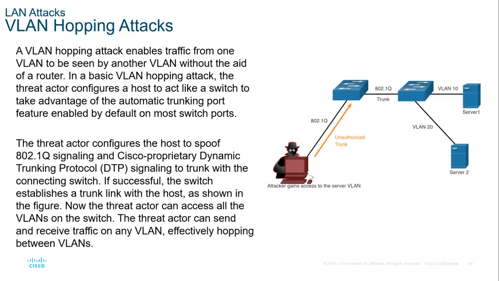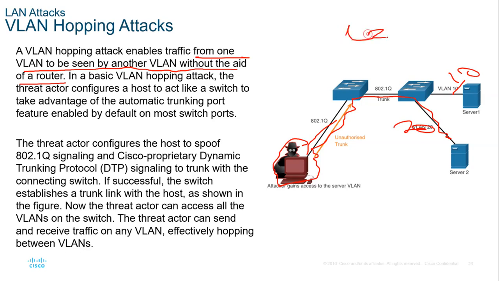With a VLAN hopping attack, traffic from one VLAN can be seen by another VLAN without the aid of a router. So this computer, which is the attacker, is able to view traffic from a different VLAN, VLAN 10 and VLAN 20, without a layer 3 device. That is what you call VLAN hopping.